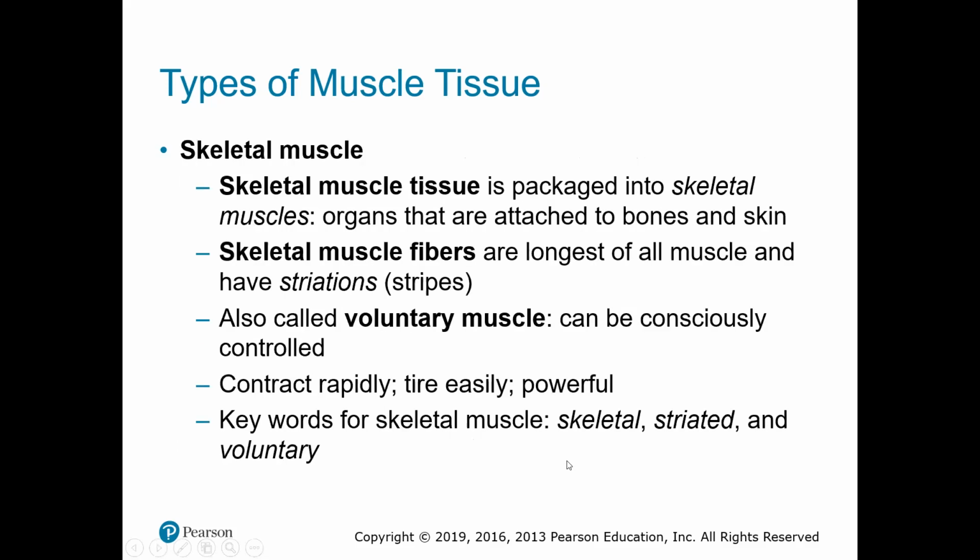Okay, so skeletal muscle is organized into discrete muscles. When looking at those again, you know, the biceps and the triceps and the brachioradialis and things like that, they attach to bone. They attach to their underlying skin. They have an origin and an insertion. The muscle fibers are the longest of all muscle cells. They're the largest of all muscle cells. And they also have striations. That's what gives them their striped appearance.